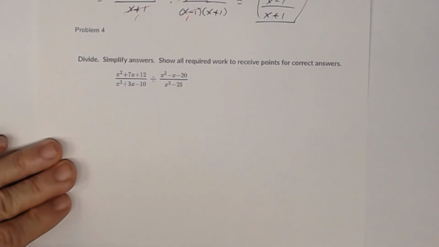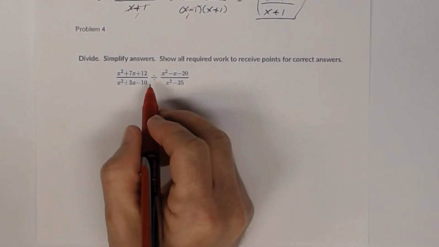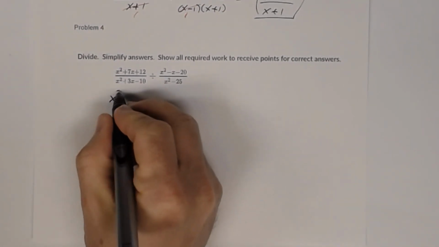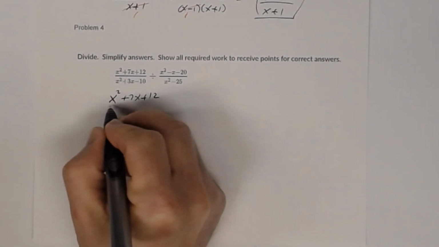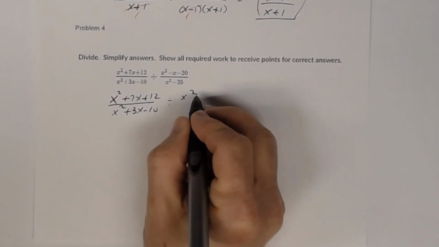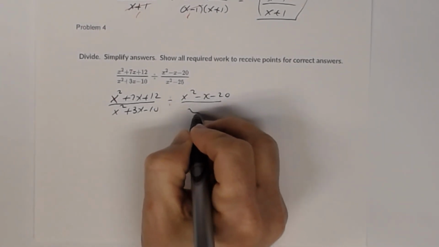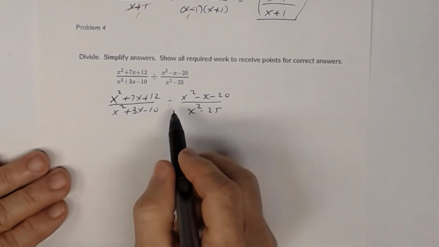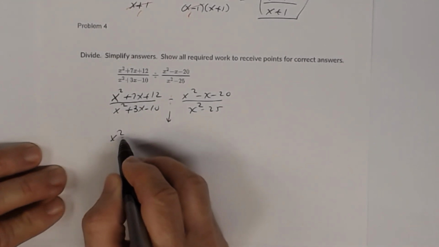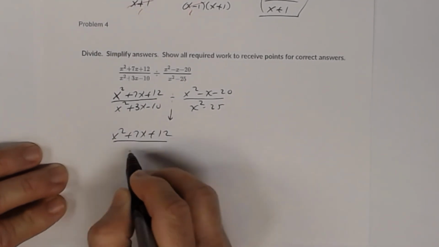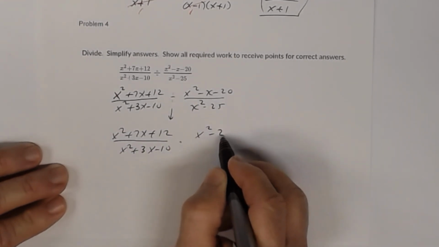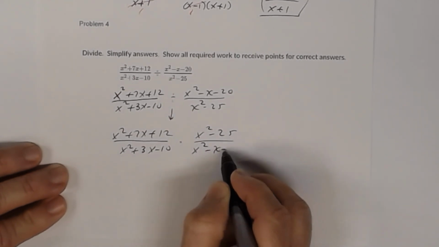All right. Number 4. Again, let me rewrite this over. The problem is x squared plus 7x plus 12 divided by x squared plus 3x minus 10 divided by x squared minus x minus 20 divided by x squared minus 25. The first thing you're going to do is change the division to multiplication, so you can multiply by the reciprocal. So I have x squared plus 7x plus 12 divided by x squared plus 3x minus 10 times the reciprocal, x squared minus 25 divided by x squared minus x minus 20.